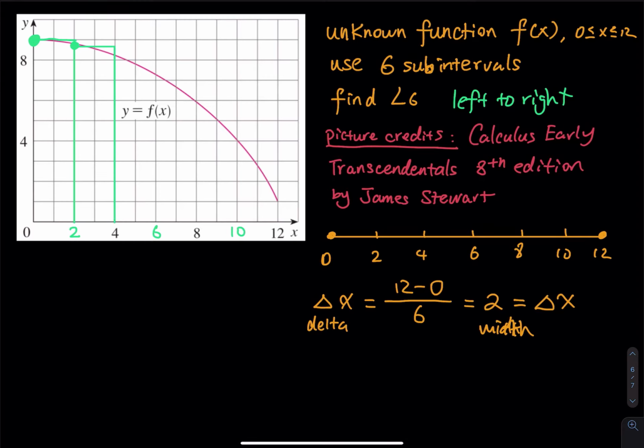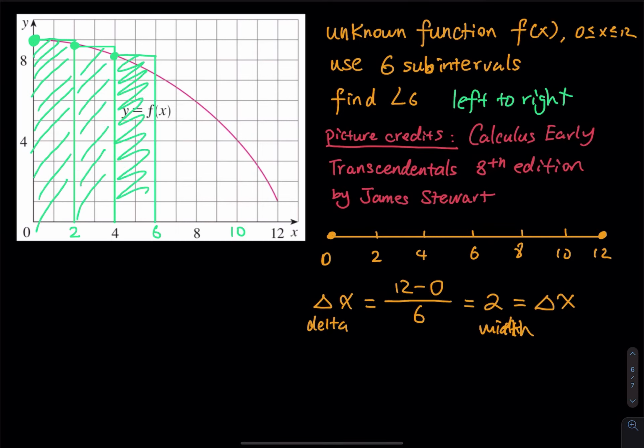And then the next one, when x is equal to 4, we have a point on the curve right here and then right here. So let's highlight the rectangles. This is the first one, and then this is the second one, and then this is the third one. And then the next one, when x is equal to 6, we have a point on the curve.